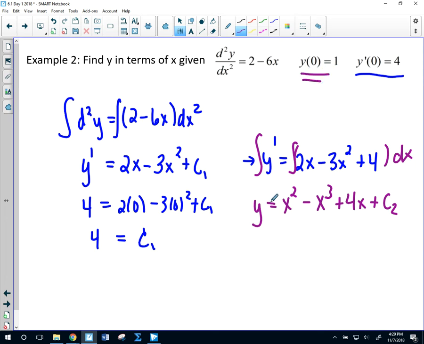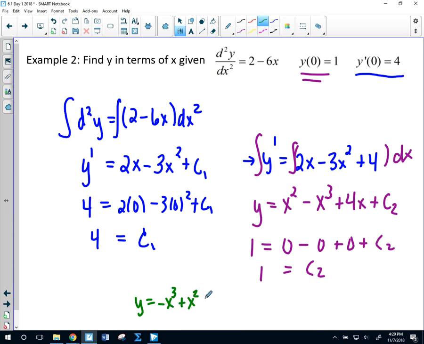My initial condition for the original function is when x is 0, y is 1. So 1 goes there, then I have 0 minus 0 plus c2. So this c in the original function now is equal to 1. So my final answer is y equals, I think I'll go in descending order, negative x cubed plus x squared plus 4x plus 1. So this is the solution to this problem right here.